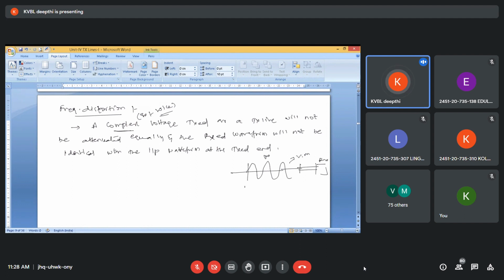This is your transmission line. So we are transmitting this signal on the transmission line. At the receiving end, you might receive the same signal as it is, or you might get some distortion like this. Like this.